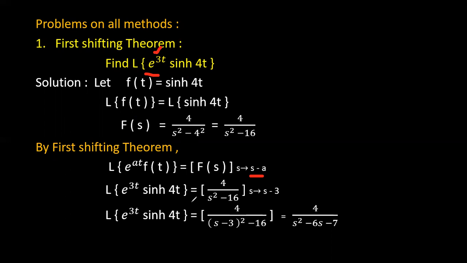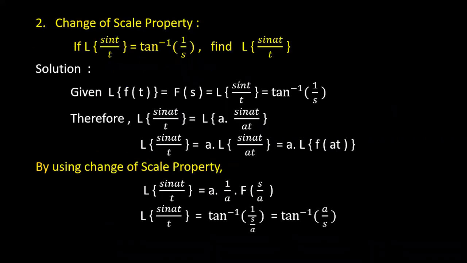Right, 4 by (s minus 3) whole square minus 16. If you expand and simplify this, you will get 4 by s square minus 6s minus 7. So this is the first shifting theorem problem. I had not covered this in the previous class. Right, so next we'll go for the change of scale property.